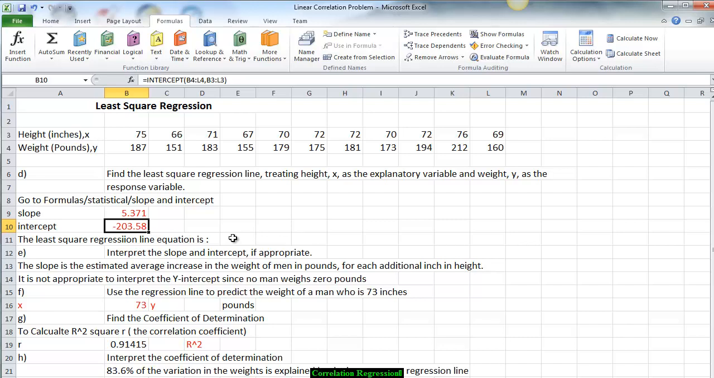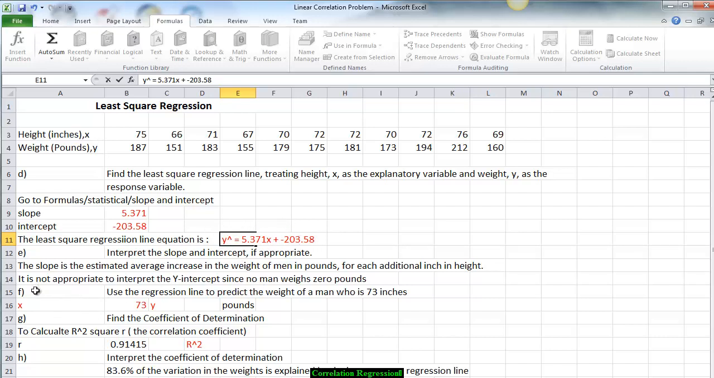But we write the least square regression line, which means we take our y hat, because that's how the regression line starts, equal to the slope, which is 5.371, times x plus the y-intercept, which is negative 203.058. And that gives us our particular regression line.